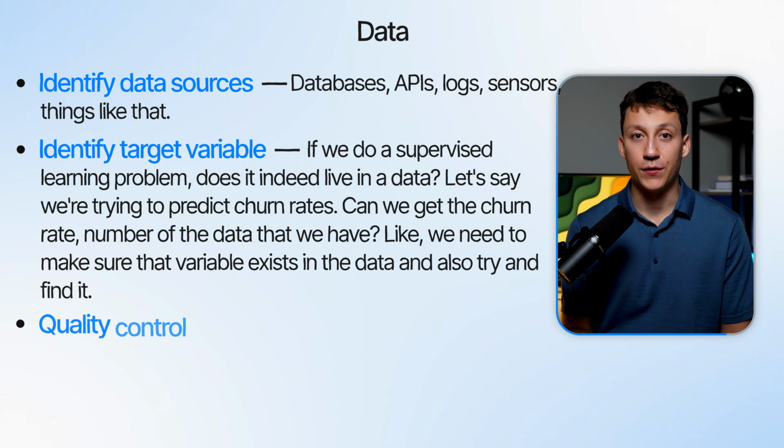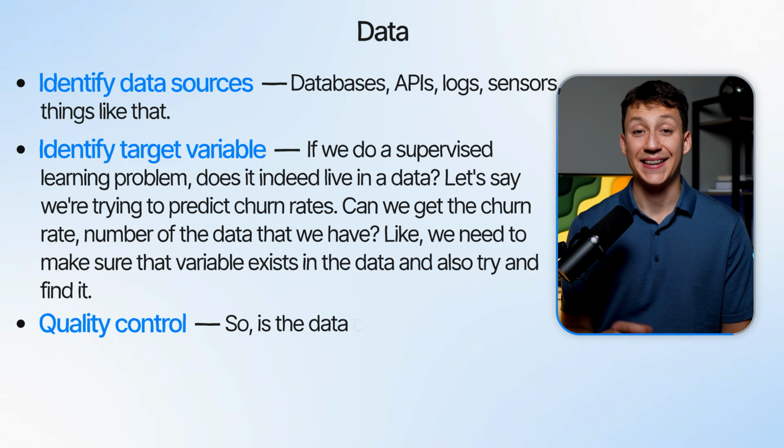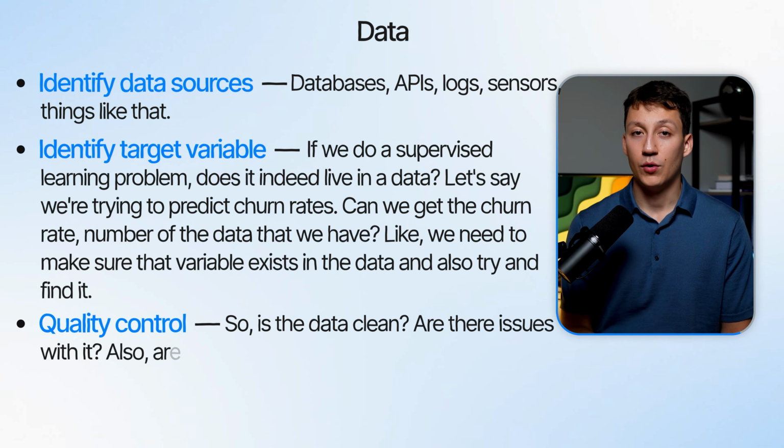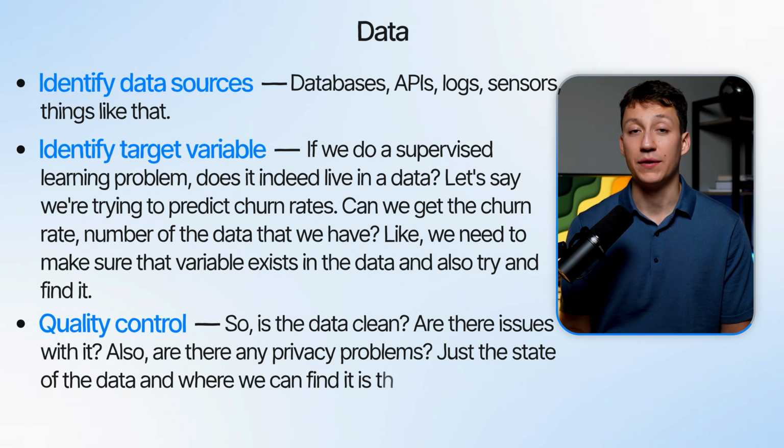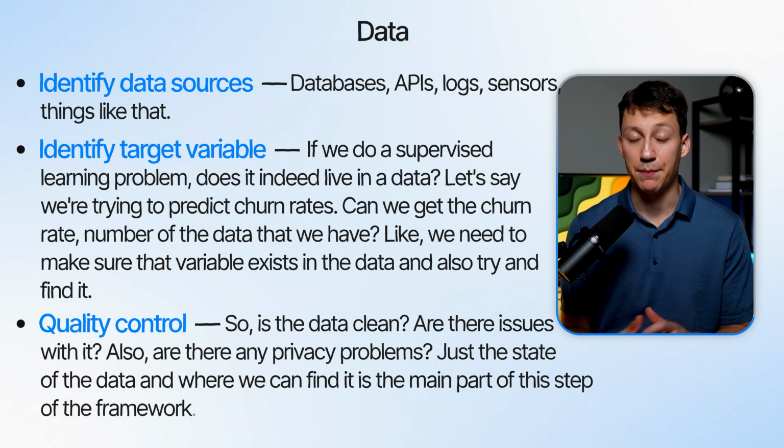And we should also check for quality control. Is the data clean? Are there issues with it? Also, are there any privacy problems? Just the state of the data and where we can find it is the main part of this step of the framework. After we've identified the data, it's now time to do some feature engineering.